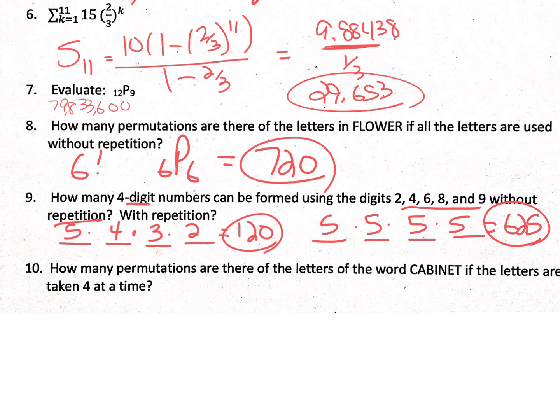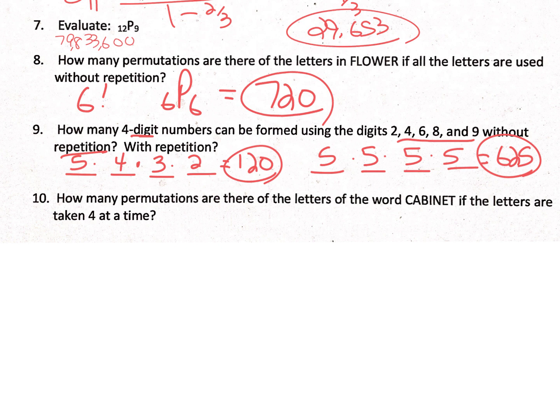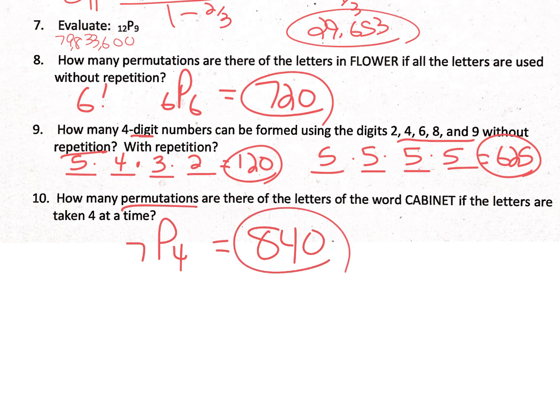Number 10, how many permutations are there of the letters of the word cabinet? Now look at the word really closely. If you look at the word cabinet, none of the letters repeat. So that means there are 1, 2, 3, 4, there are 7 letters altogether. You're going to take 4 at a time, and I'm using a P because it's permutations. That's all we've done. What we're going to do next week is something called combinations, and you've got to decide which one's which. So today everything's permutation. On your calculator, you can hit 7, go to math, prob, number 2, 4, hit enter. You should get 840 ways there.